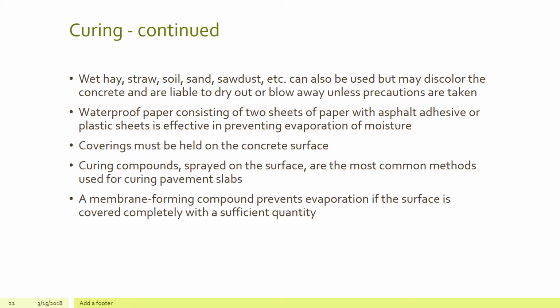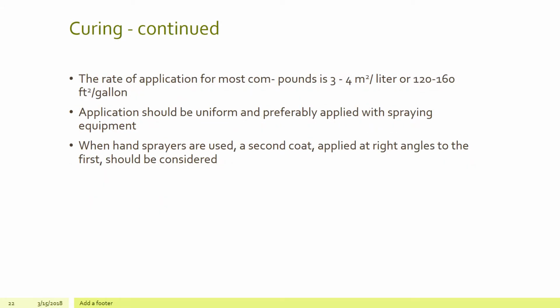Curing compounds sprayed on the surface are the most common methods used for curing pavement slabs. A membrane forming compound prevents evaporation if the surface is covered completely with a sufficient quantity of the material. The rate of application of most compounds is basically 120 to 160 square feet per gallon. Application should be uniform and preferably applied with spraying equipment. When hand sprayers are used, a second coat applied at right angles to the first should be considered.